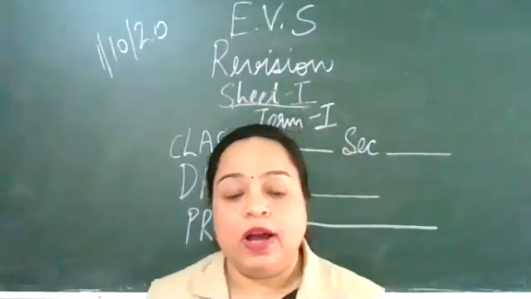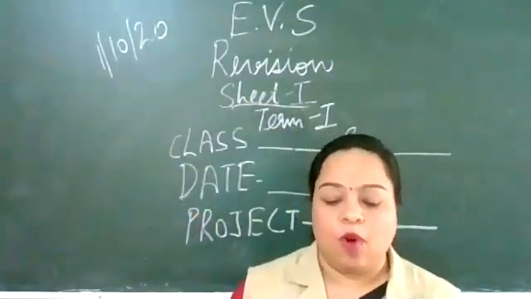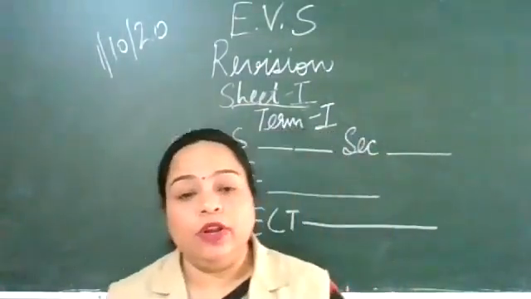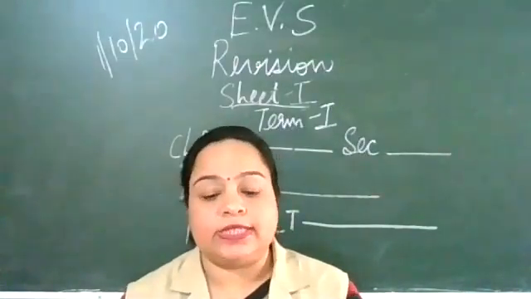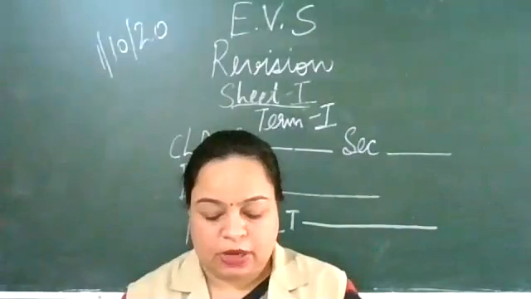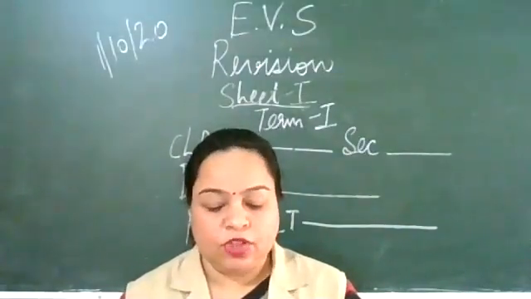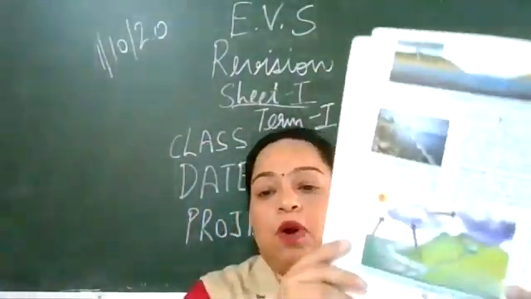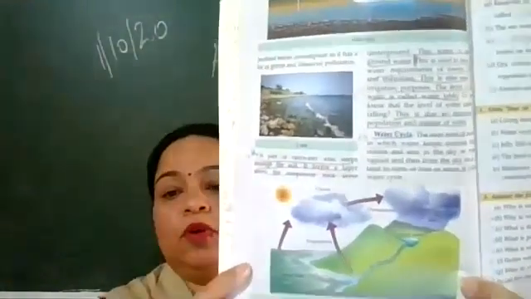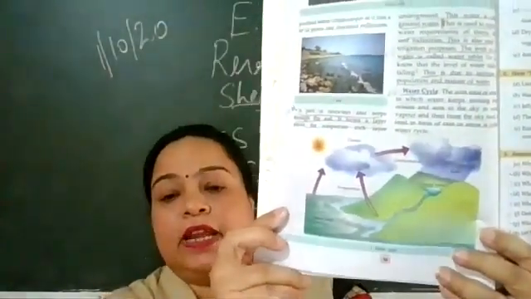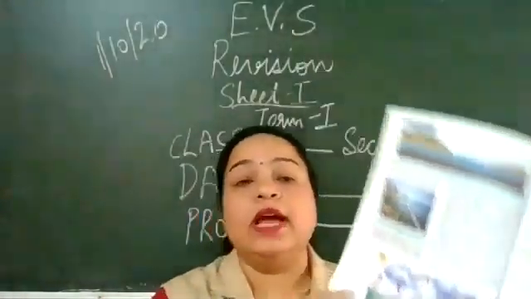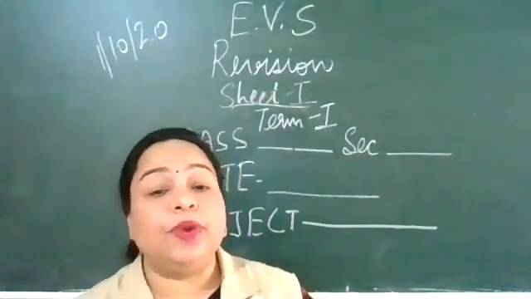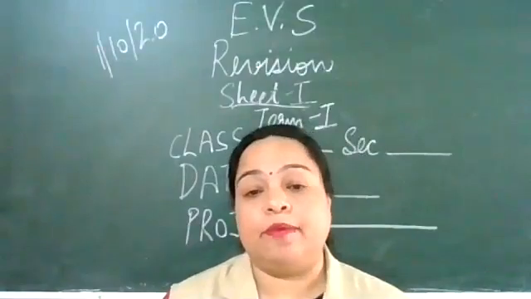First is, draw a neat and labeled diagram of the water cycle and explain it. You all know that this diagram is given on page number 14. You can use your book diagram that is given on page number 14. This water cycle diagram is very neatly explained to you, and you can draw it, you can color it, and you can paste a picture of the relevant diagram also.